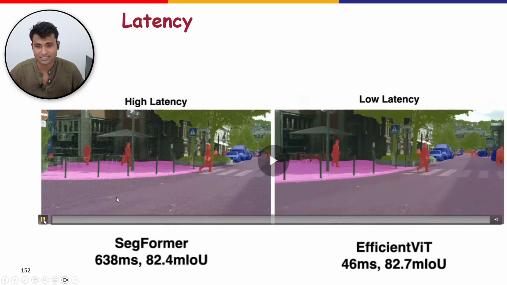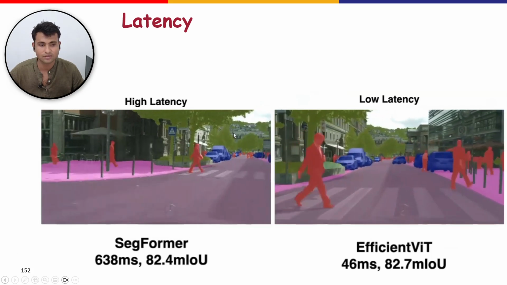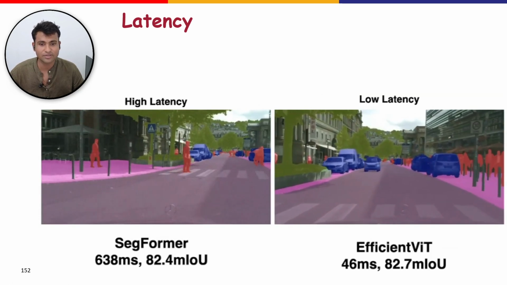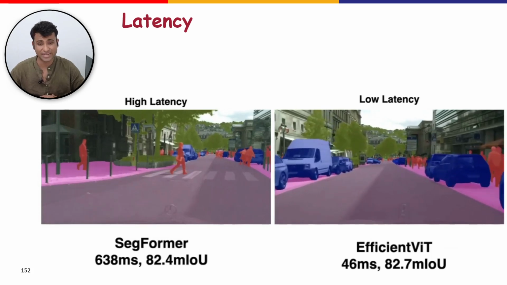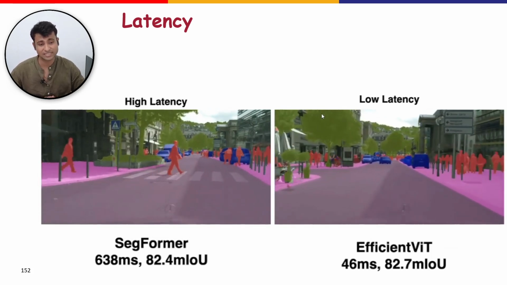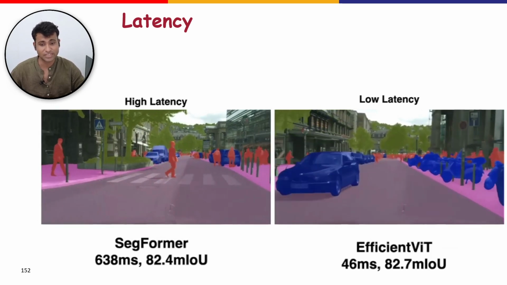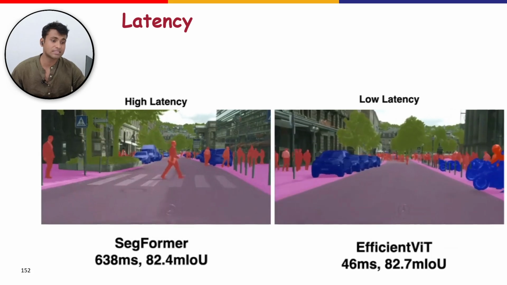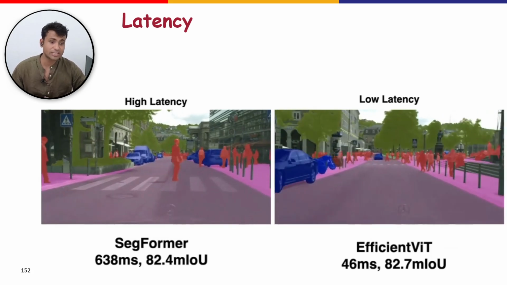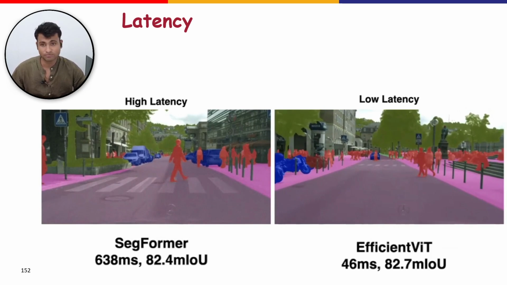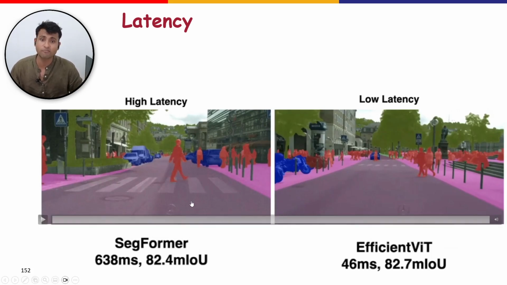So let's look at latency. On the left side you can see that the latency is very high. It's taking about 638 milliseconds for doing segmentation on one frame. On the right side you see an efficient vision transformer which is taking just 46 milliseconds per frame. And this metric is intersection over union. This is not related to our machine learning thing, I'll discuss it later. It's basically describing how good the model is in itself. So both the models perform well, but one has high latency and the other has low latency.